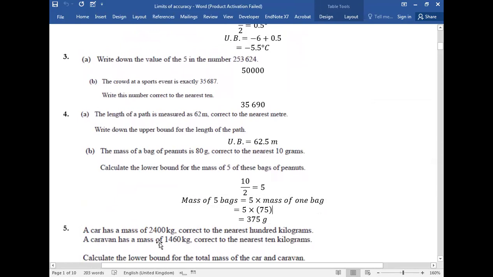A car has a mass of 2400 kg, correct to the nearest 100 kilograms. A caravan has a mass of 1460 kg, correct to the nearest 10. Calculate the lower bound for the total mass of the car and the caravan. How do we find the total mass?